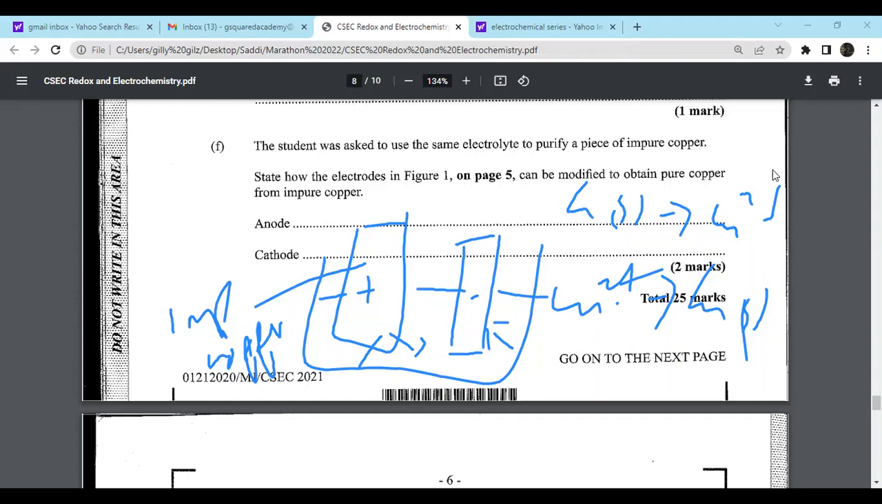The impurities in the copper would be found at the bottom, so they would be down here. And that's how you would purify your impure metal.